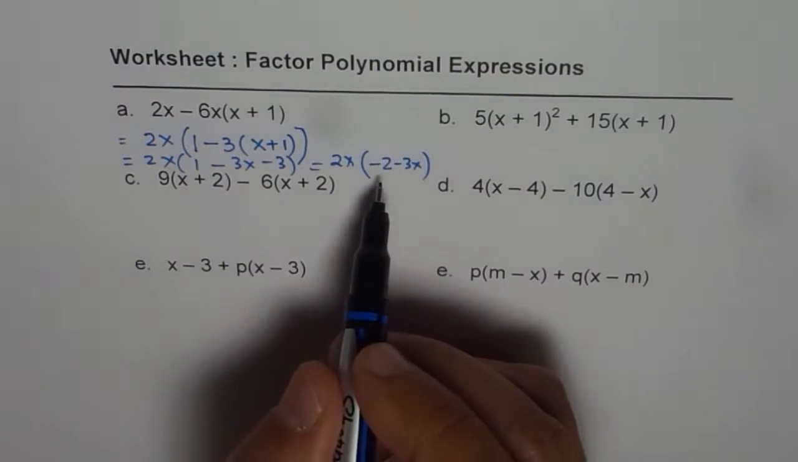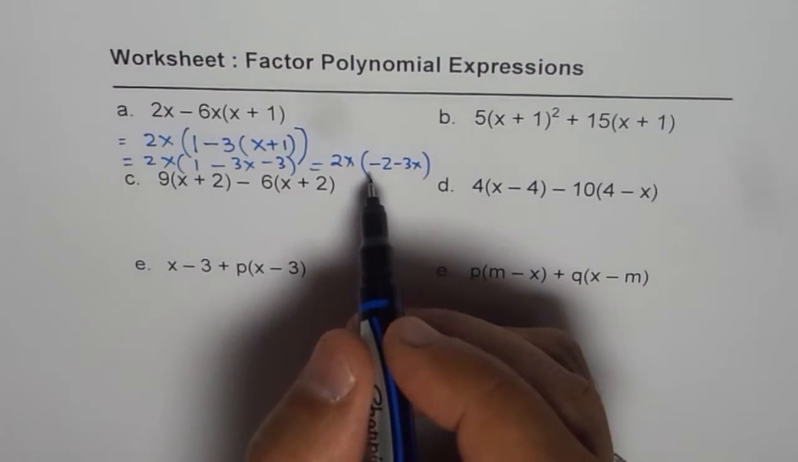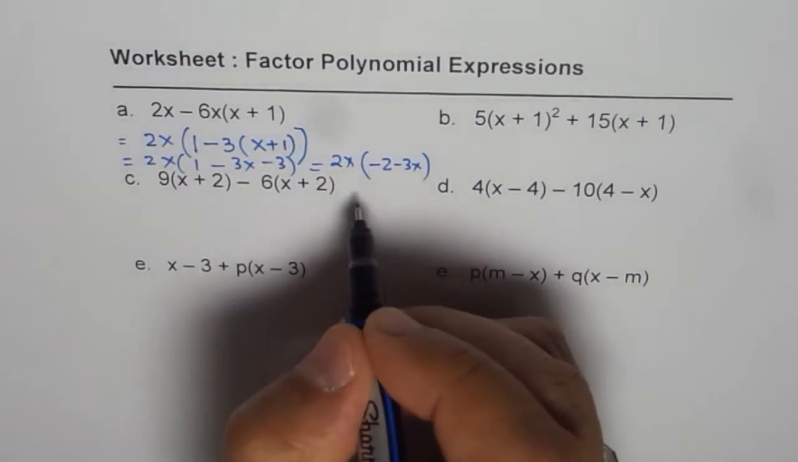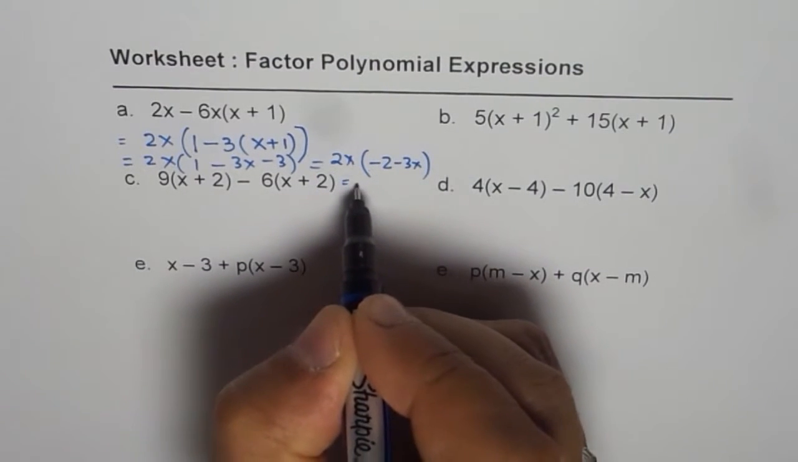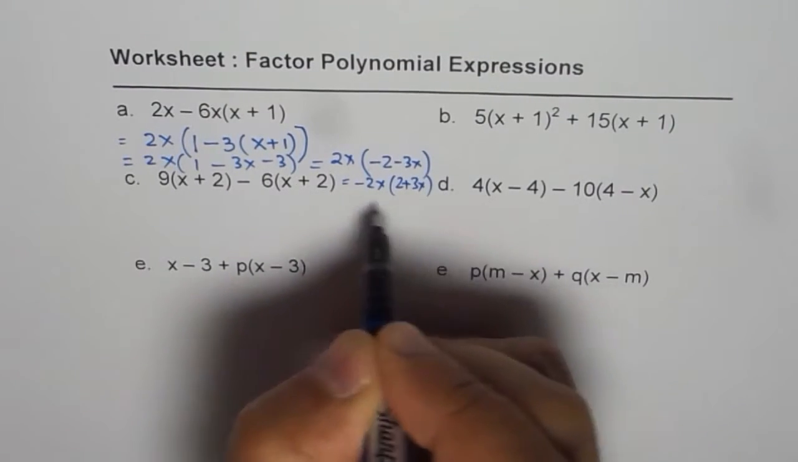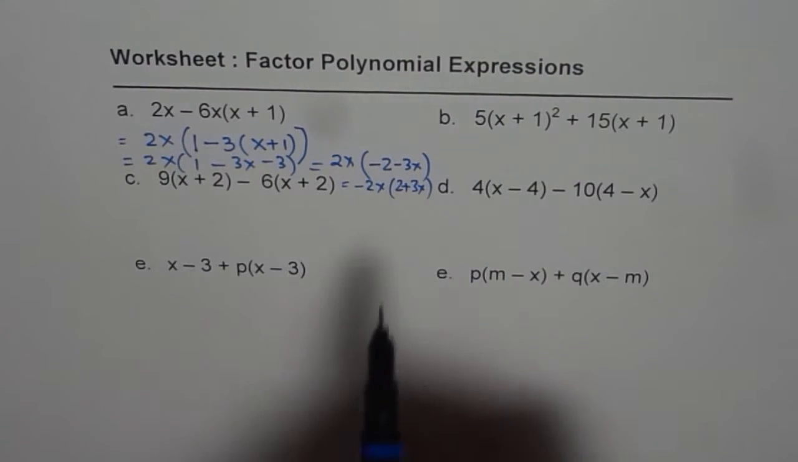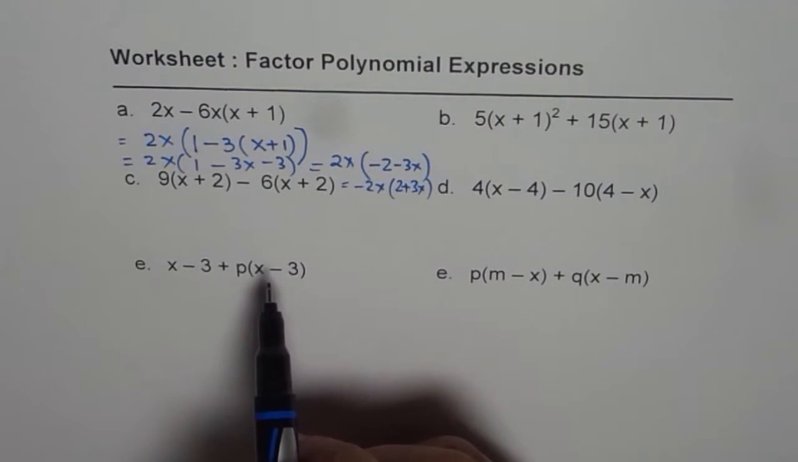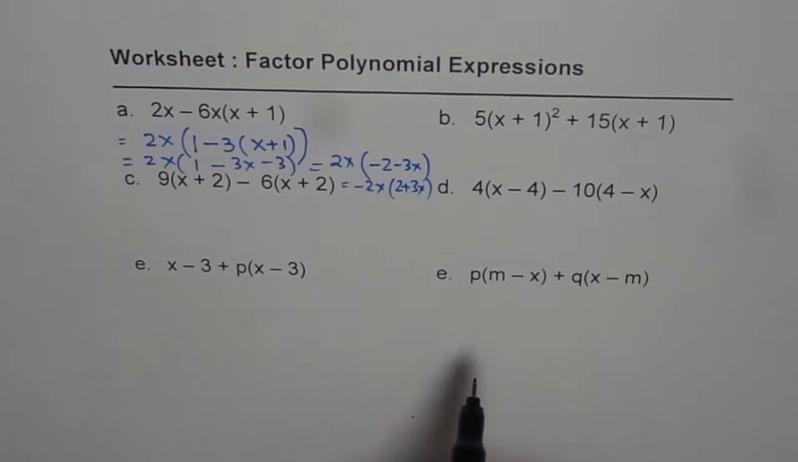You could also factor out the negative term from here, and then you could write this as equal to, I'm running out of space, but I'll write it down here as minus 2x times 2 plus 3x. So that could be an alternate way of writing the same thing. So that is how you can factor the given expression. Well, let's see how to do the others.